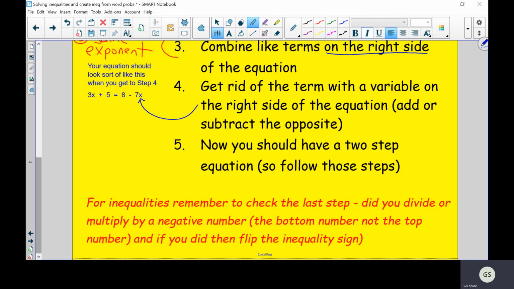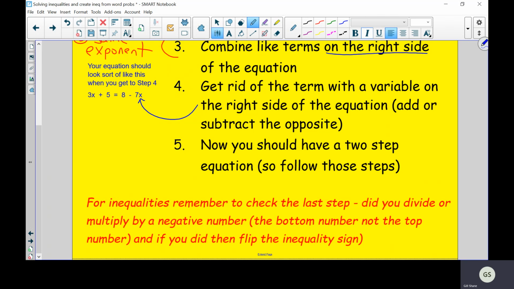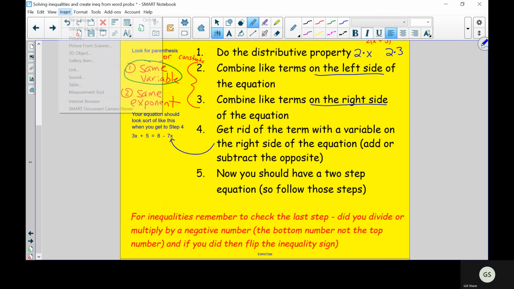What you need, so I'll zoom out. You should have the sheet. I'll leave it up though, just in case. If you do not know what to do, you better have this sheet out.